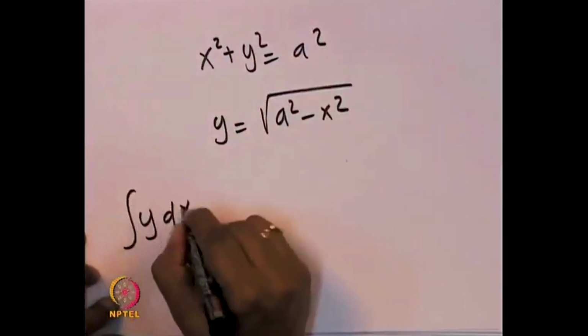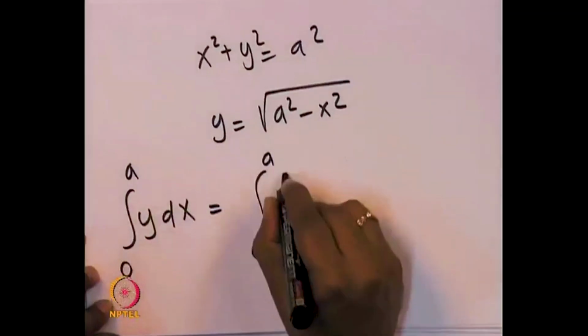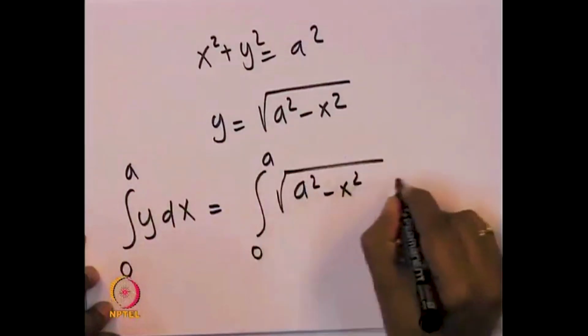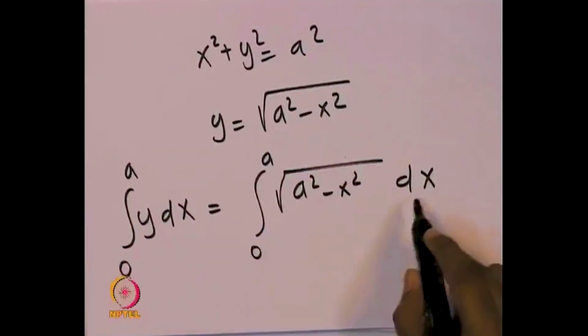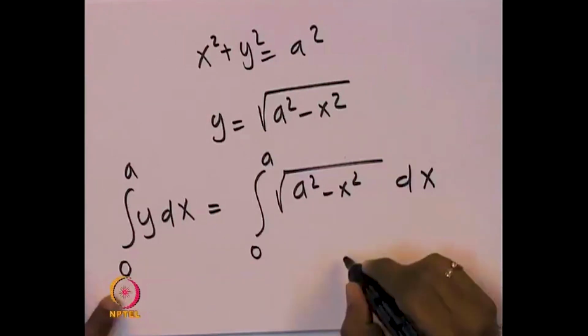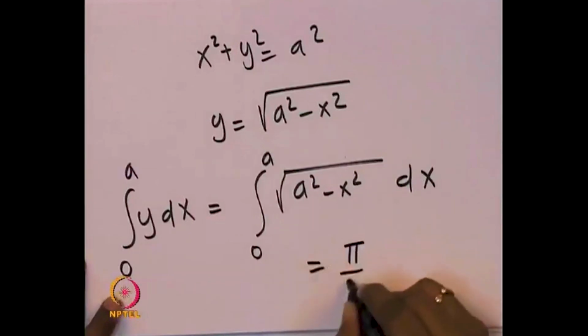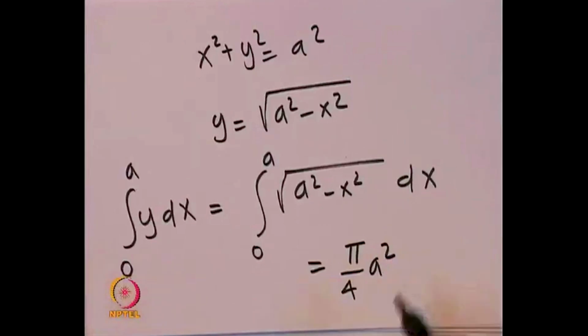So, integral y dx from 0 to a will be integral 0 to a root of a square minus x square dx. So, this is what you have to calculate, root of a square minus x square dx from 0 to a. So, how do we calculate? You can do this many ways. Whatever way you do, at the end of it you will find that the answer of this is nothing but pi by 4 a square.